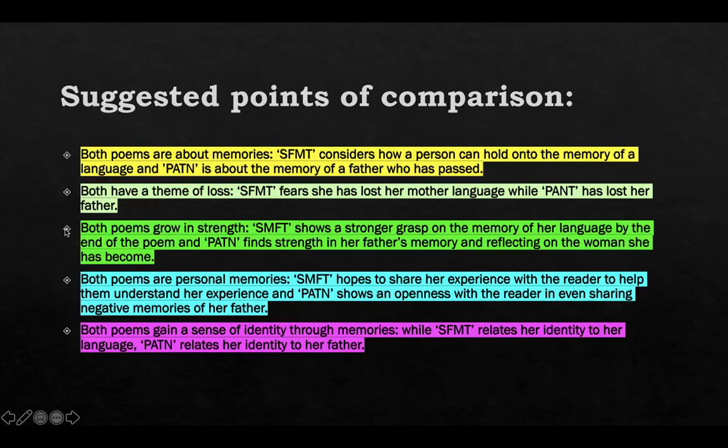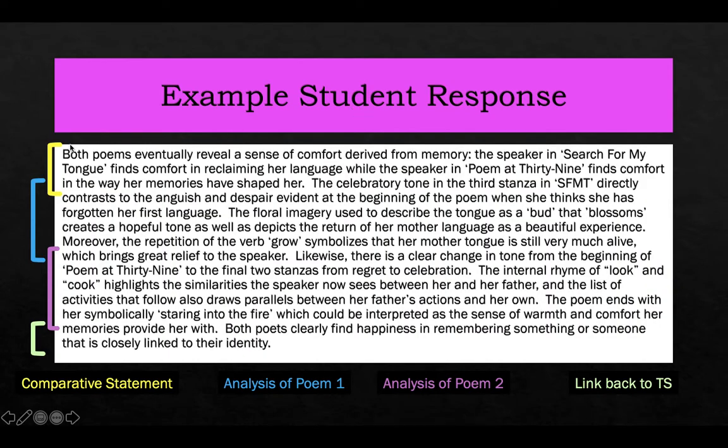So what we were just going through there, I've basically chosen one. So both poems eventually reveal a sense of comfort derived from memory. So that's the comparative statement. That's how I'm bringing both poems together. The speaker in Search for My Tongue finds comfort in reclaiming her language, while the speaker in Poem at 39 finds comfort in the way her memories have shaped her. So then I explain, well, how is that true for both poems?